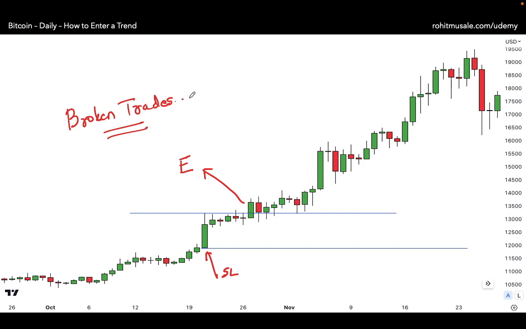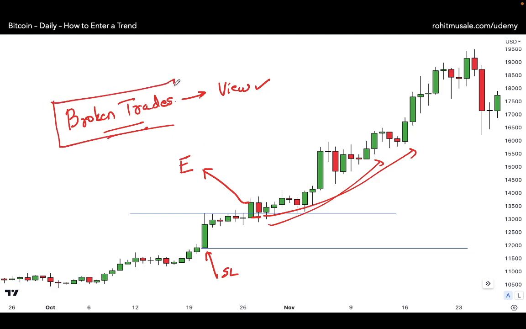A broken trade is a trade where your view is correct. So your view is that the market will go up. However, if you keep your stop loss, say your entry is here and you keep your stop loss here, your stop loss gets hit and then the price starts to go up. That's a broken trade. You don't want to get into broken trades. Unnecessarily, you will lose money. Unnecessarily, you will end up paying the brokerage, right? Why do you want to do all of that? Just keep your stop loss far away.